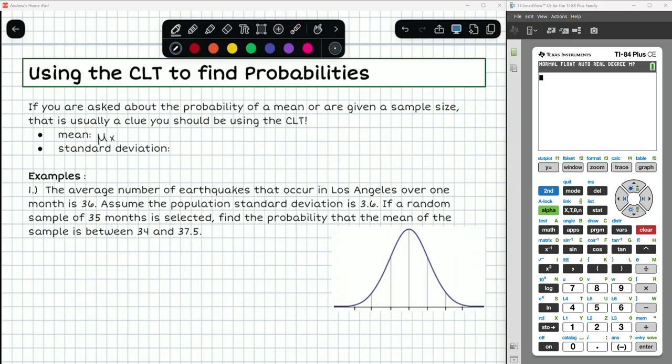So the mean of your distribution should be the mean of the population, which should be given in the problem. The standard deviation of your sampling distribution is going to be the given standard deviation of your population divided by the square root of your sample size. Everything else about probability problems is going to work exactly like the previous examples we've done. Let's take a look at some and get some practice.